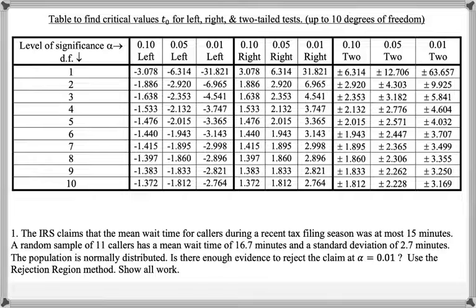Number 1 says, the IRS claims that the mean wait time for callers during a recent tax filing season was at most 15 minutes. A random sample of 11 callers has a mean wait time of 16.7 minutes and a standard deviation of 2.7 minutes. The population is normally distributed. Is there enough evidence to reject the claim at alpha equal to 0.01? Use the rejection region method and show all work.